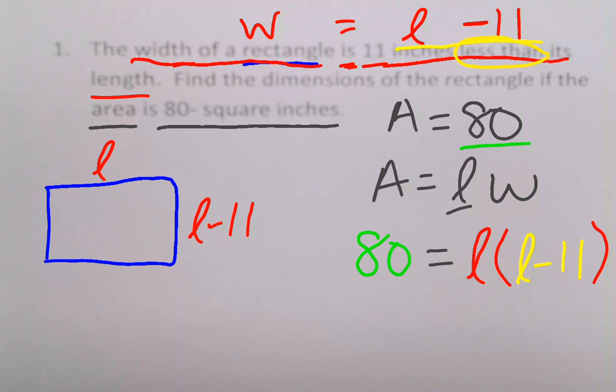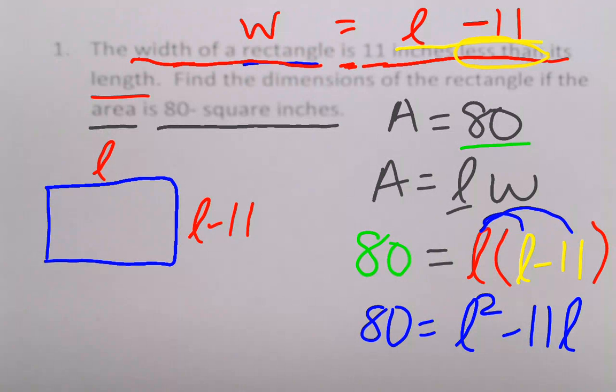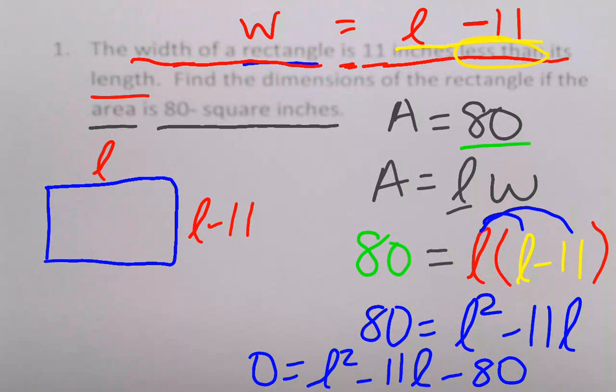And then I need to solve by factoring. It's not set equal to 0, so I need to set it equal to 0. But notice on the right-hand side, I have parentheses. So I need to distribute. L times L is L squared. L times negative 11 is negative 11L. And that's still equal to 80. To get it set equal to 0, I need to subtract 80. So I would get 0 equals L squared minus 11L minus 80. So all I did is subtract the 80 over after I distributed.